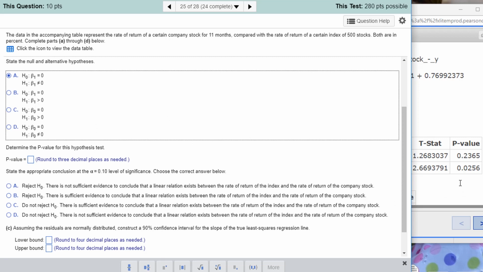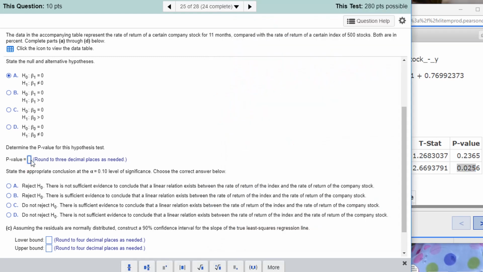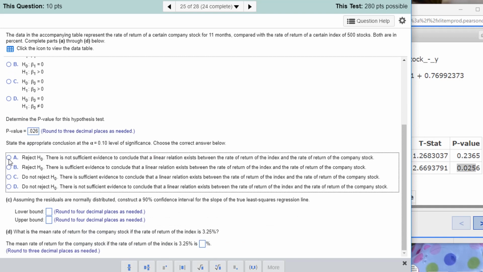The p-value is again given to us in the output. If you look over here, it was 0.0256. That rounds to 0.026, which is smaller than 0.10. So we would definitely reject the null hypothesis. There is sufficient evidence to conclude that a linear relation exists.